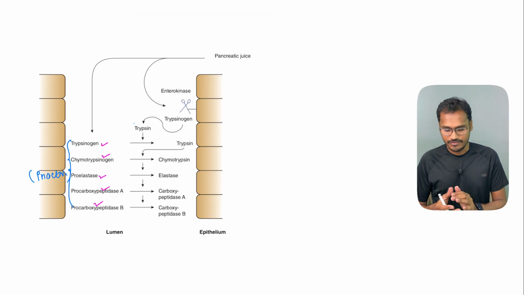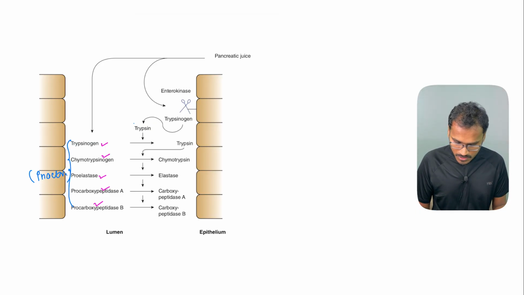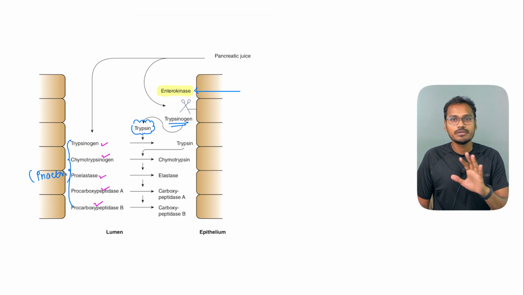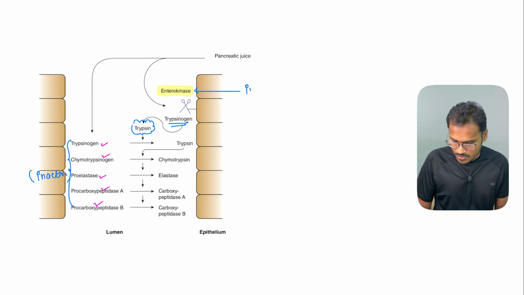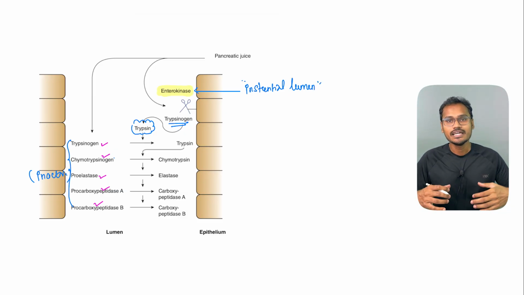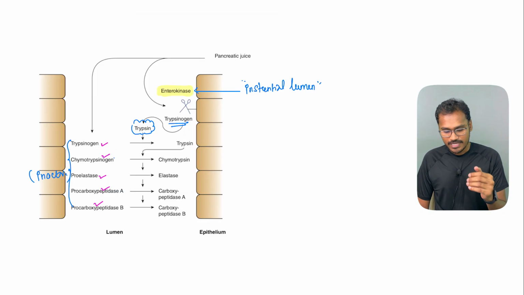So how do they get activated? Once these enzymes come into the lumen of the GIT, the trypsinogen, which was in an inactive form, gets activated by an enzyme. This enzyme is very important: enterokinase. As the name indicates, it is entero, so the intestinal lumen produces this enterokinase. Before that, the trypsinogen will not get activated. See the body's mechanism, how it tries to prevent activation, but at the same time activates it when required. So the enterokinase will activate the trypsin.